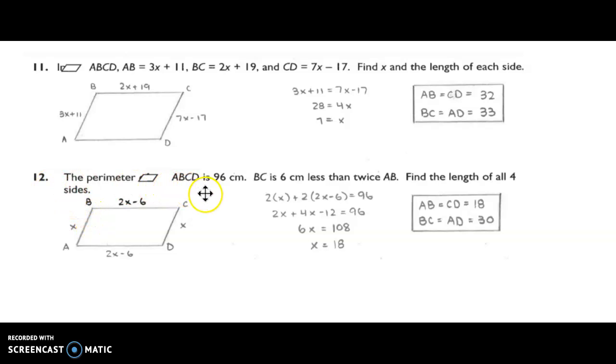Number 12, the perimeter is 96. Okay, if you add up all the sides, BC is 6 centimeters less than twice AB. So you have to label AB as x, and then BC is going to be 2x minus 6.